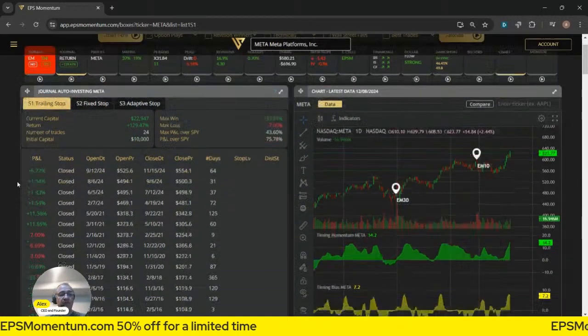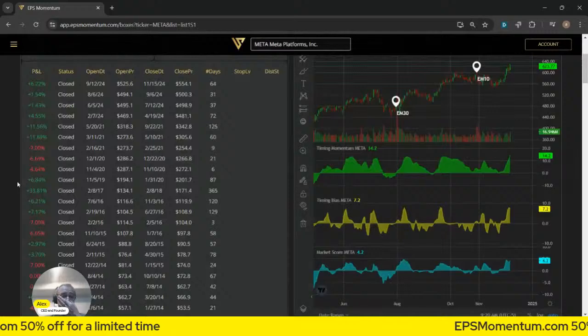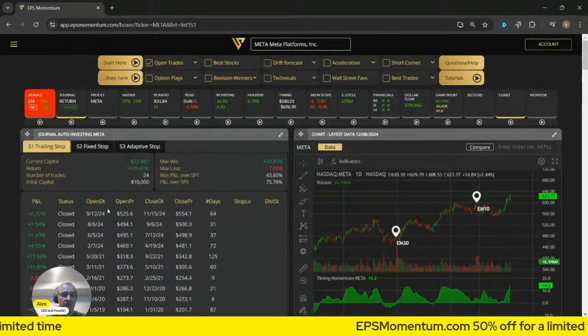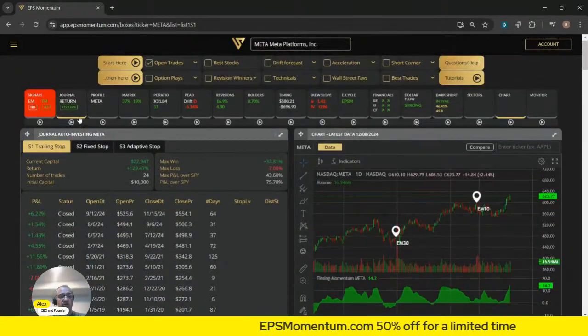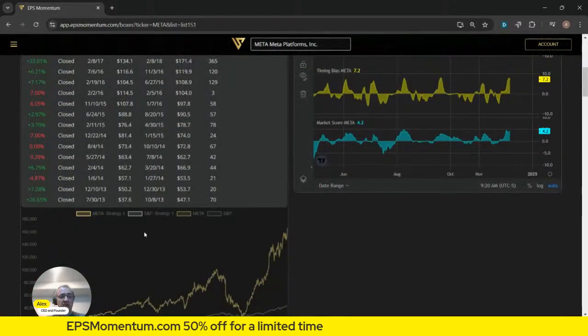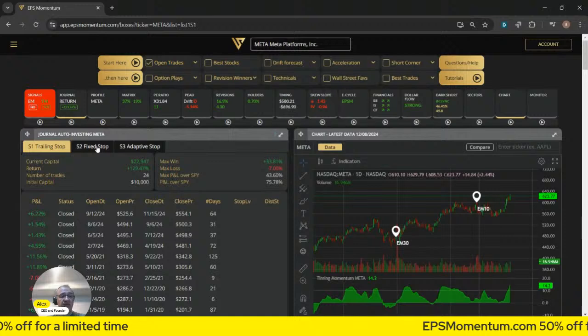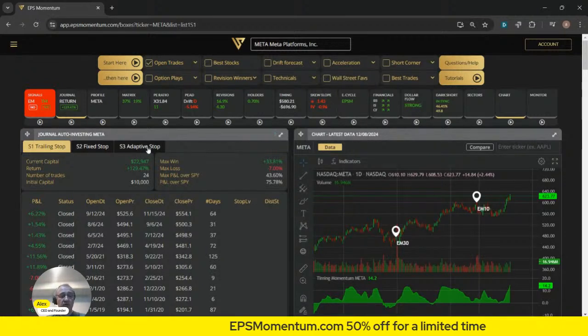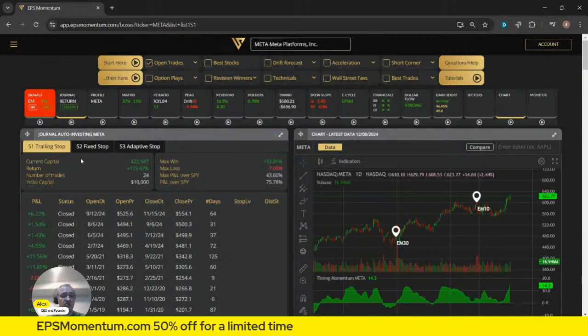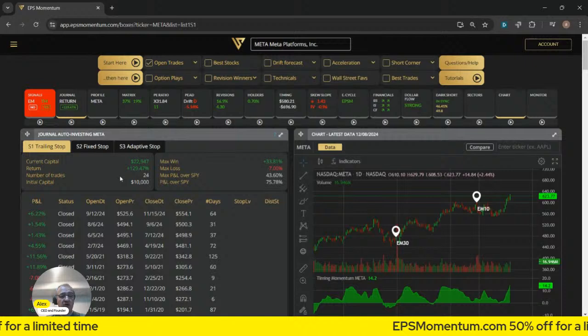Now, if you were to apply the strategy, because many people asked us, what's the performance of the strategy? This is what the journal is about. So you click on journal, and then you have the P&L based on a sell at a trailing stop, a sell at a fixed stop, or a sell at an adaptive stop. So it's the same buy, if you wish, but a different stop system. S1 is trailing, S2 is fixed, S3 is adaptive. I'll go over them quickly.